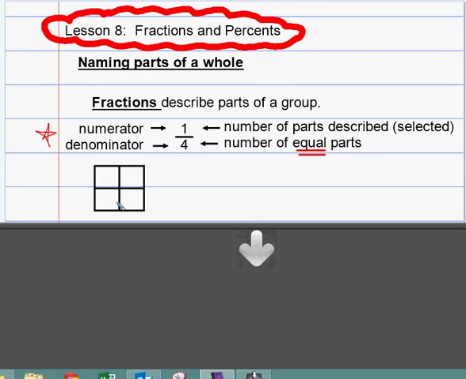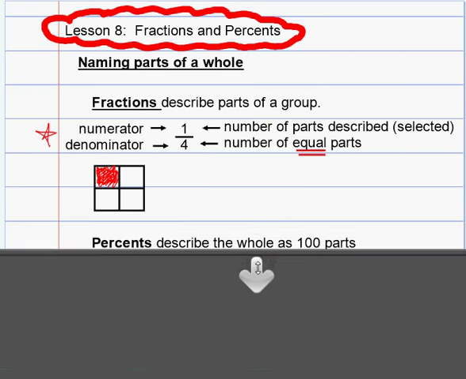Okay, so here's a model of this fraction. You can see that my large square has been cut into 4 smaller squares. Those are 4 equal groups. And a numerator of 1 means I have 1 of those squares. So we're going to shade in 1 of those squares. Okay, so that's 1 out of 4. And this should be a review again.